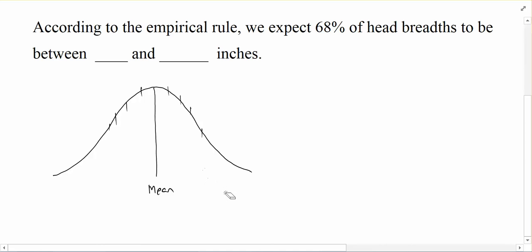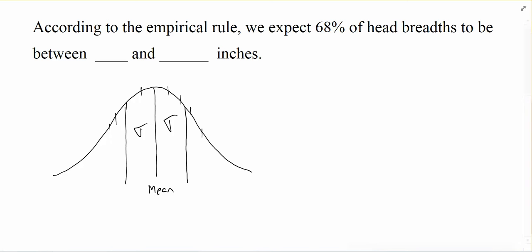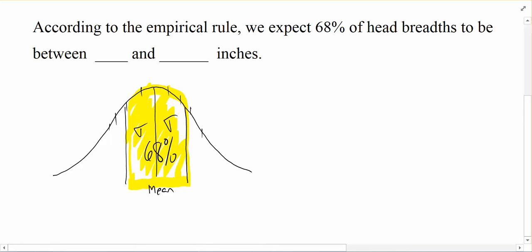The empirical rule gives us a good estimate of what proportion of people are going to be in each of these groups. What it tells us is if you go one standard deviation above and below the mean, and we'll use sigma to denote one standard deviation in either direction, within this yellow region here that's shaded in, that's going to be about 68% of the entire population.